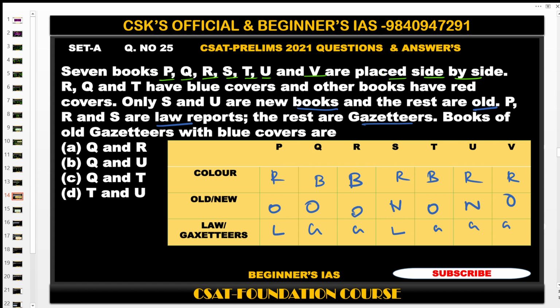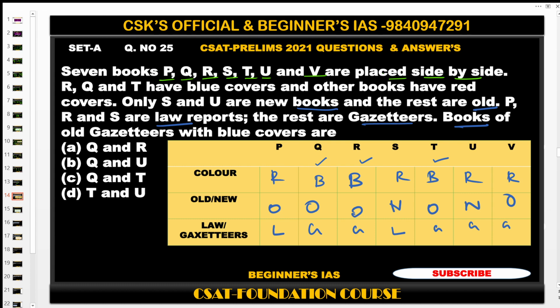So what are the books of the old guess set with blue color? Just go with the blue color. Mark this one: 1, 2, 3. With the blue color, you have to find the old guess set. T and Q, option C.